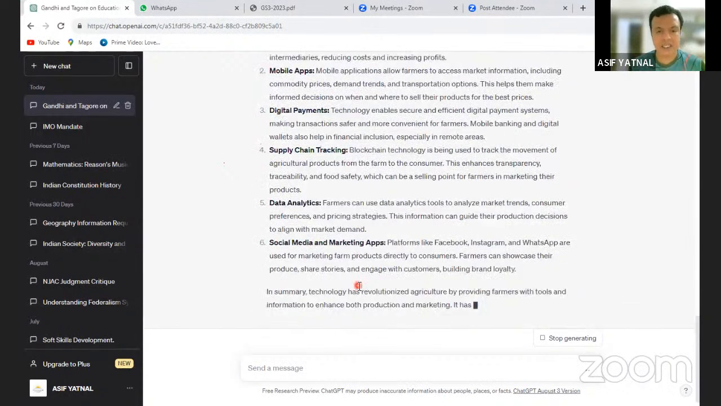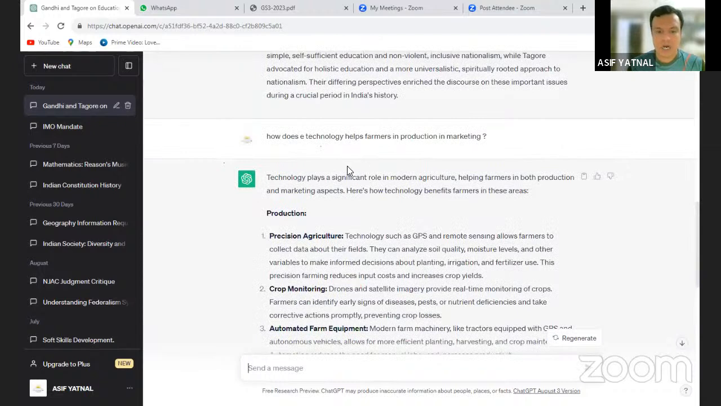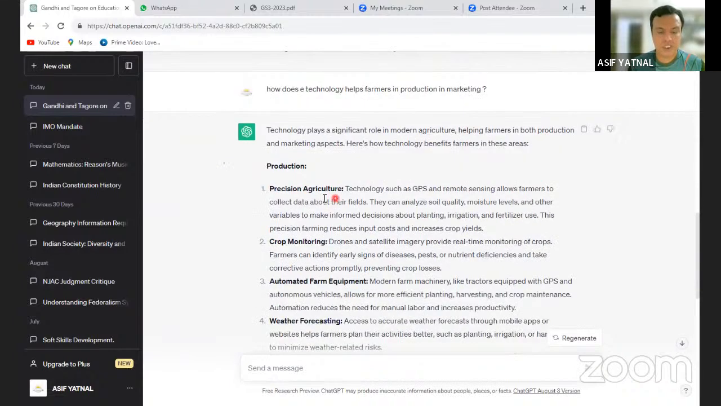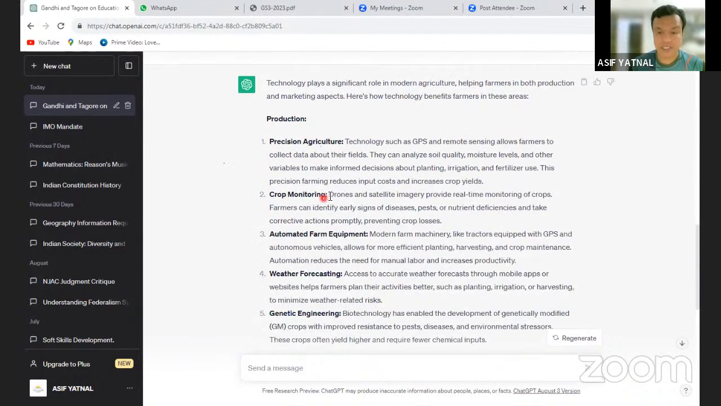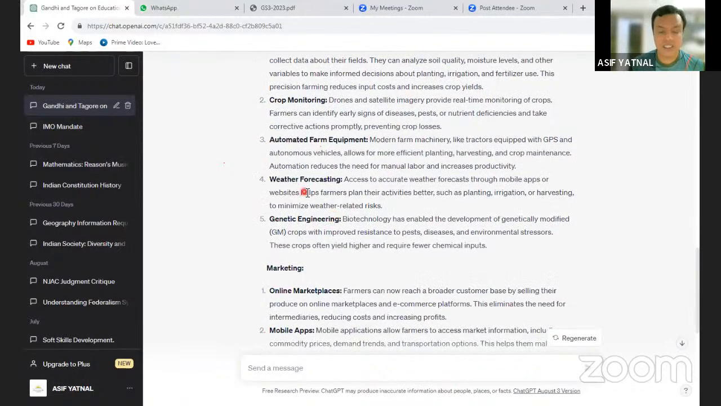So a very simple, ये Indian Express में भी आया हुआ था, but a structured answer you can check it out here. How does e-technology help farmer in production and marketing? Production में है precision agriculture में मदद करता है. Use of technology such as GPS etc. can help the farmer in having the precision agriculture, taking decision about planting, irrigation and fertilizer use, then crop monitoring, then automated farm equipment, then weather forecasting, then genetic engineering, like biotechnology is also there.